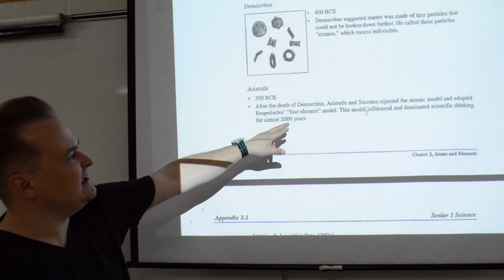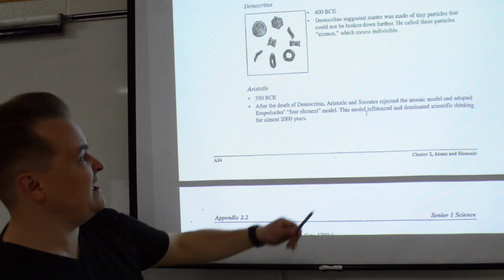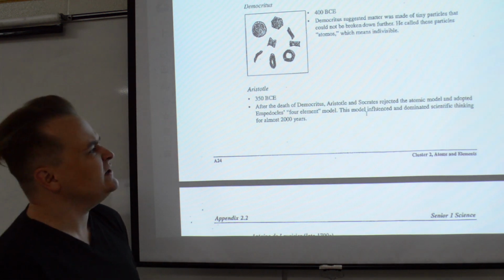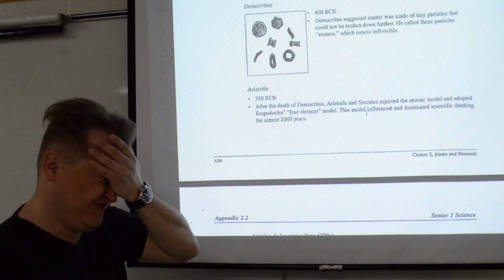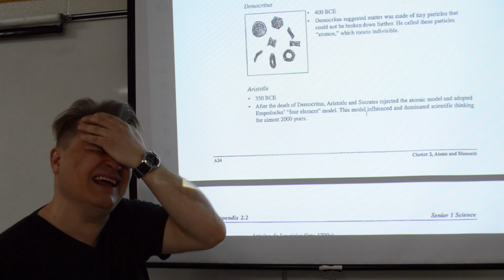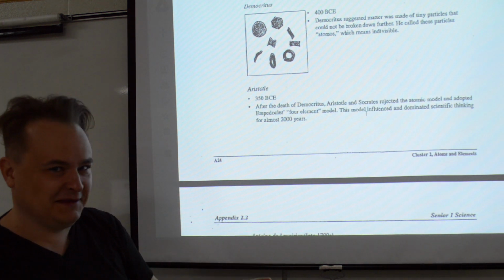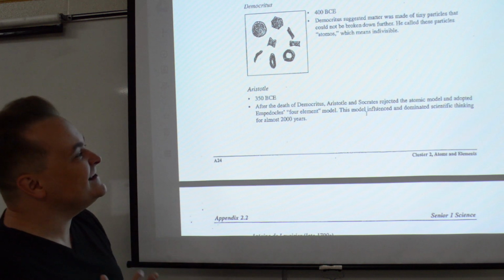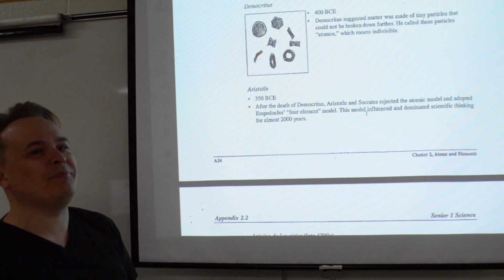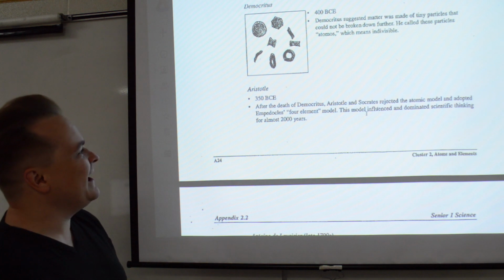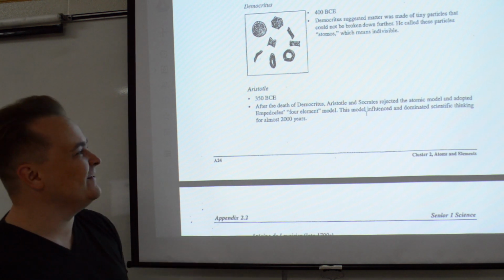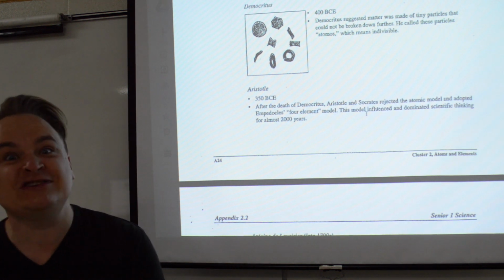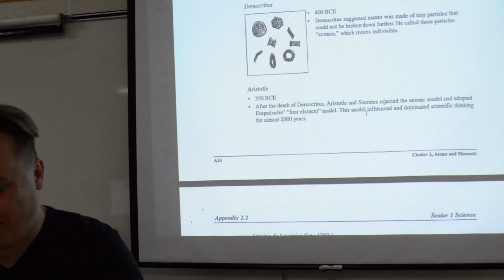After he died, Aristotle and Socrates, another huge literary philosopher, rejected the atomic model. Oh, no. This is what happens when you let English teachers teach science. Kidding. I'm an English teacher. But they rejected the atomic model. Boo! And they went back to the 4-element model. And this model dominated the scientific thinking for almost 2,000 years. And why did everybody switch?